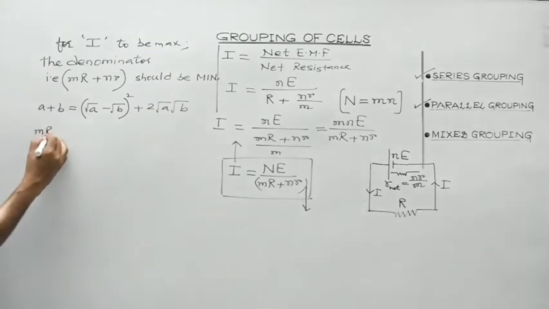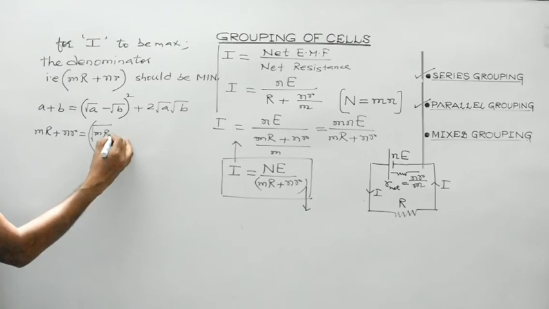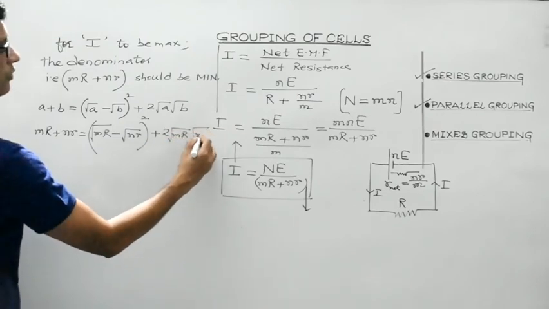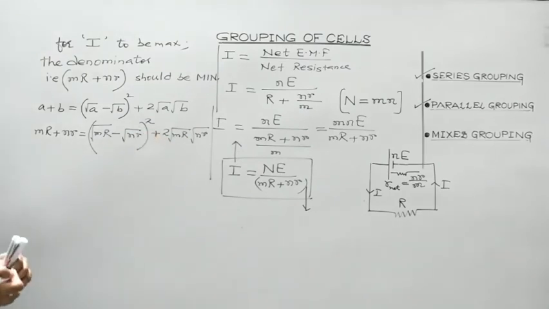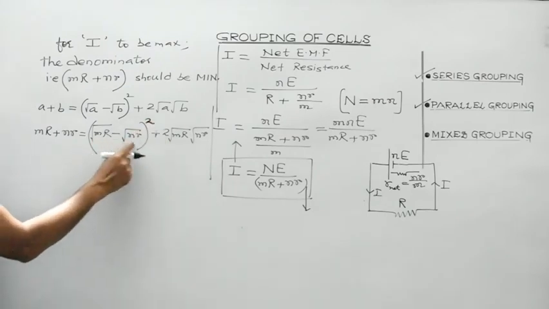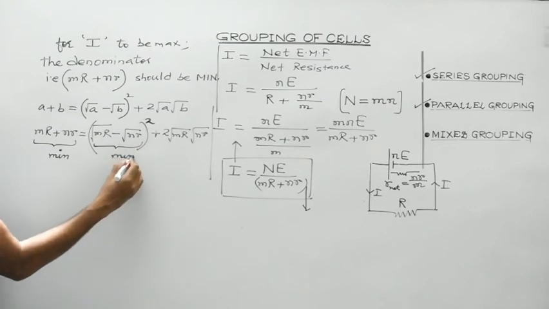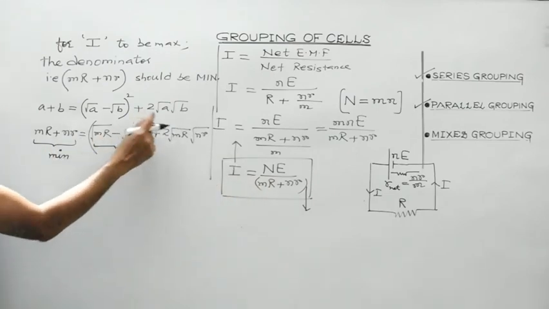So Mr plus Nr can be written as square root of Mr minus square root of Nr to the whole square plus twice square root of Mr square root of Nr. Just using the above formula, Mr plus Nr can also be written in this particular manner. Clear, students? A plus B is equal to root A minus root B whole square plus 2 root A root B. So I have expanded Mr plus Nr in the above form. Now look, this is in the form of A minus B whole square. For this to be minimum, this term needs to be minimum. For Mr plus Nr, that is for the denominator in this expression to be minimum, the term square root of Mr minus square root of Nr whole square should be minimum.